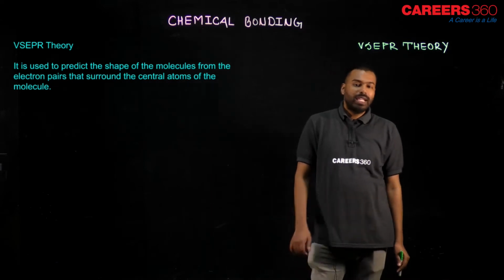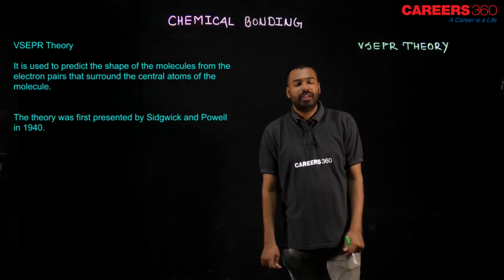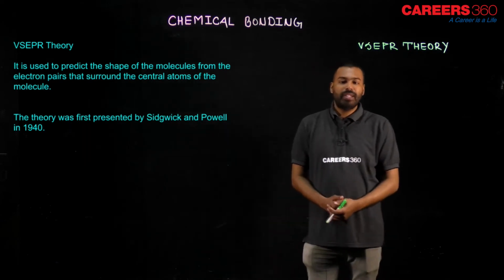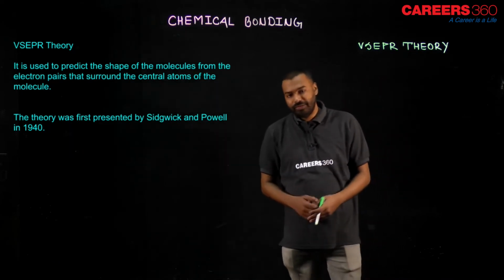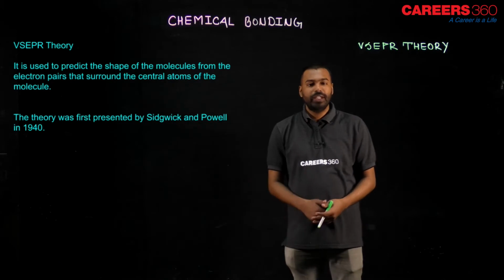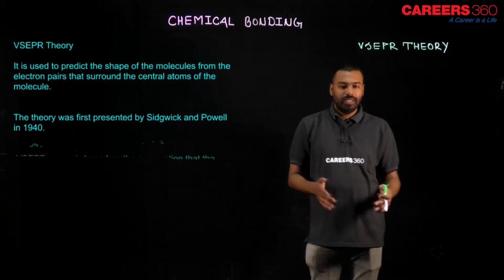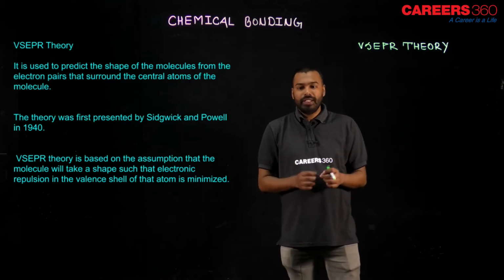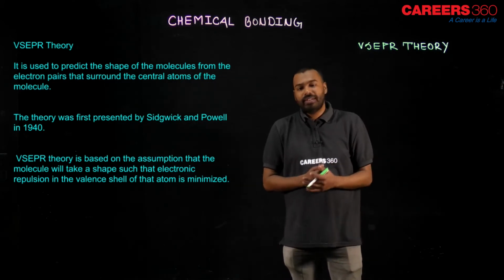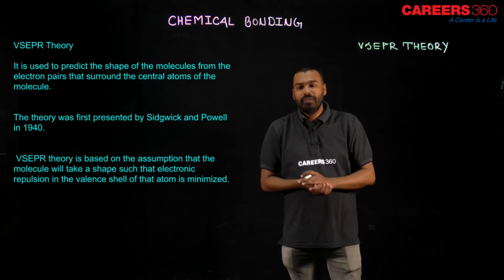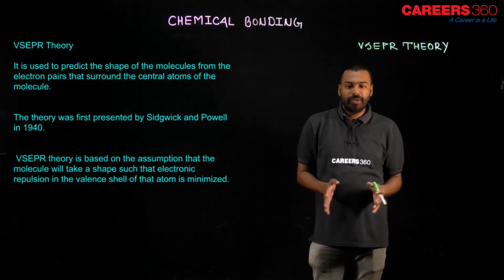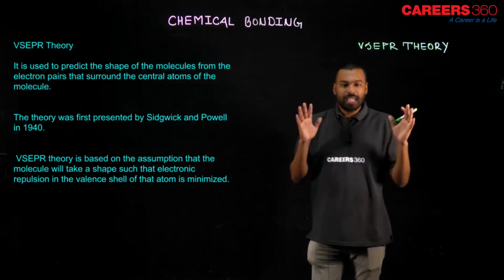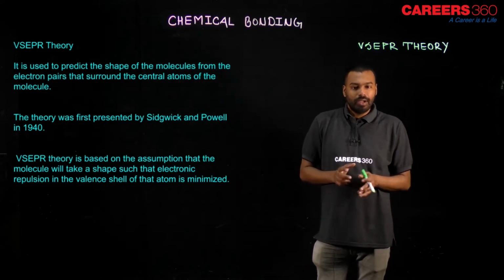Let us see the second postulate of VSEPR theory. Who introduced this? The theory was first presented by Sidgwick and Powell in 1940. The next postulate is that it is based on the assumption that the molecule will take this type of shape due to that type of repulsion, due to that type of attraction. This is an assumption actually.